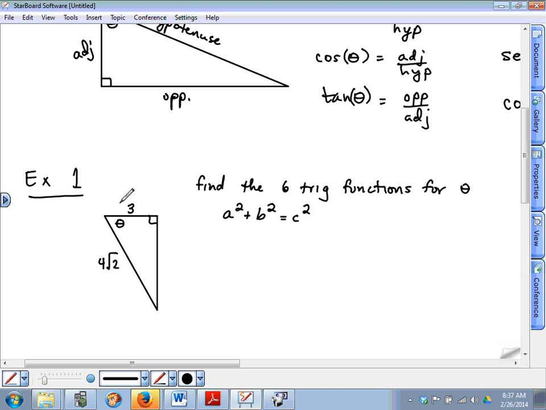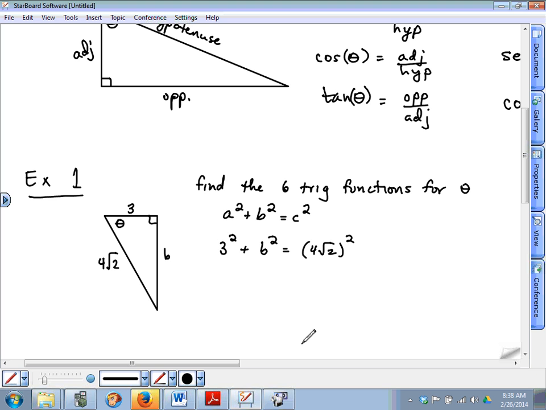Anyway, which side are we searching for? A, B, or C? B. A or B, right? We already know C, so let's say that we're going to search for B. So a squared becomes 3 squared. We don't know b, so that stays b squared. This equals 4 square roots of 2 squared.